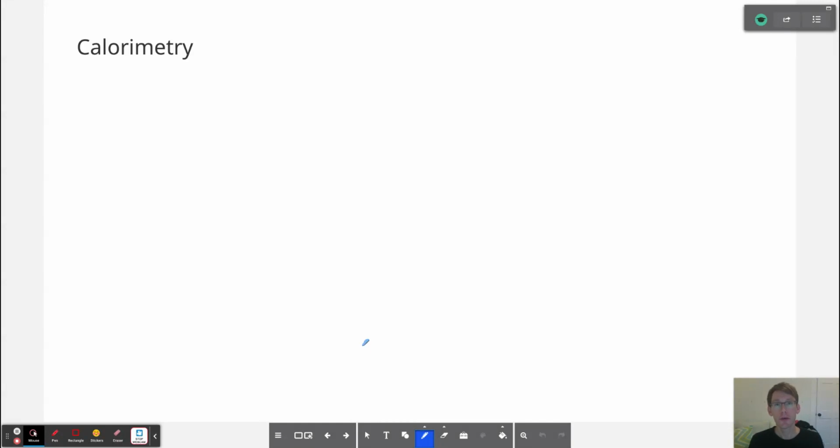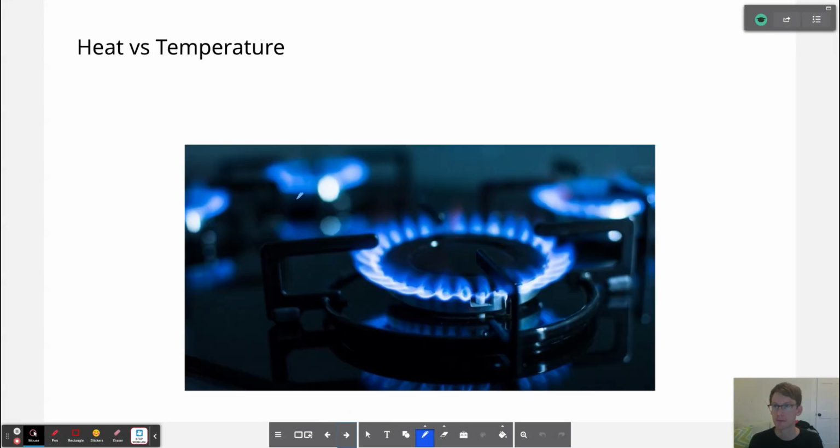In this video, we're going to learn about calorimetry. Now, calorimetry involves both heat and temperature, so before going any further, it's important to understand the difference between them. Heat is defined as thermal kinetic energy, and this heat has units of joules or calories. Calorie is the non-scientific unit. The SI unit is the joule.